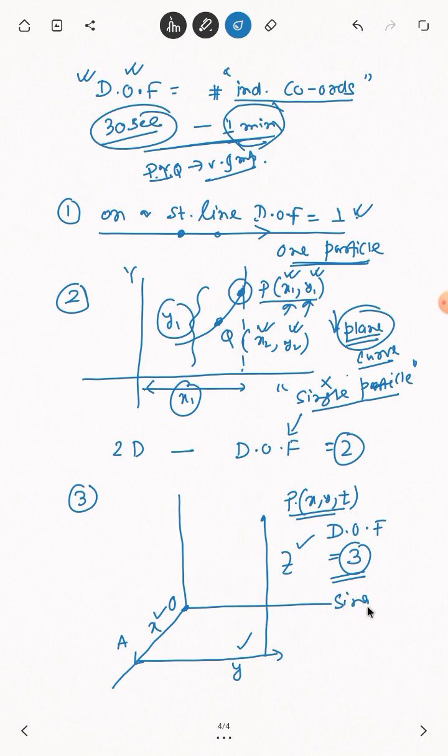Obviously, the main thing is you should mark, all of you should mark and give special importance to this particular word single, because if it is not single then it will not be 3, we will see later.